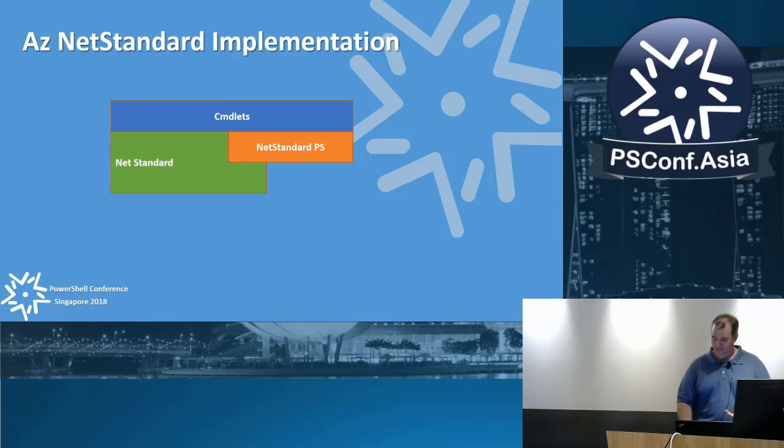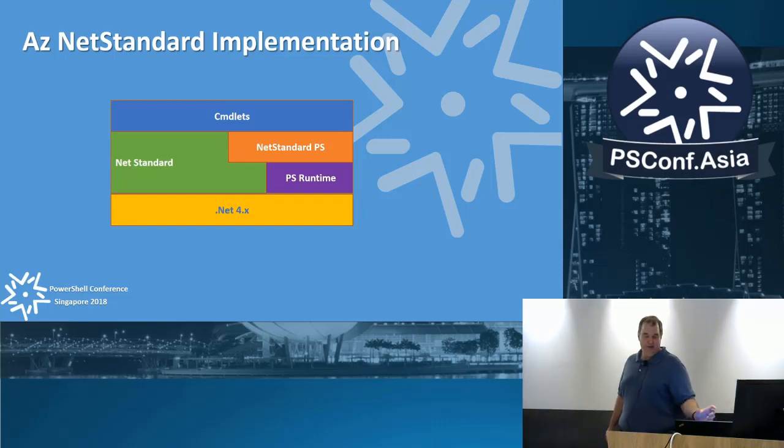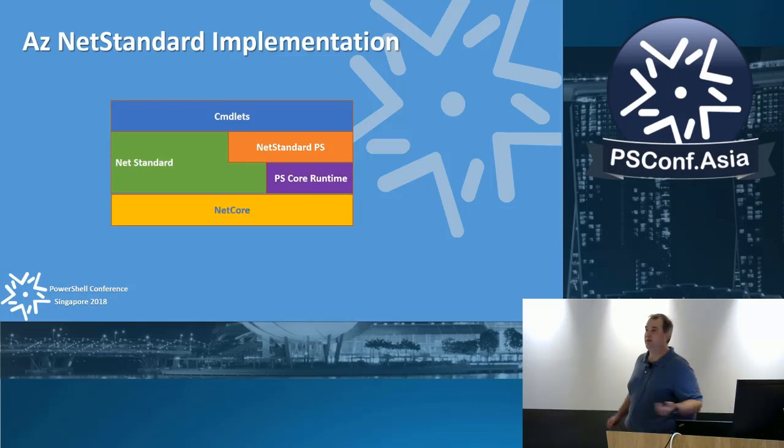So when we're running on top of .NET 4.5, we get the PowerShell 5.1 runtime and .NET 4.5 implementing those actual libraries. And to the commandlets, it's transparent. And then when we're on Core, we get the PowerShell Core runtime, and we get .NET Core implementing those APIs, and again, transparent to the commandlets.